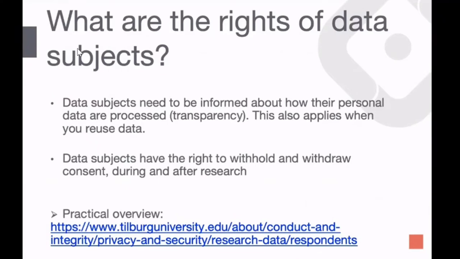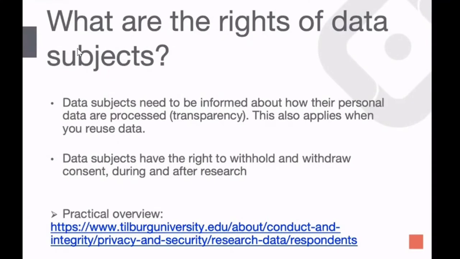So if you use data from an archive, for instance, and you're doing something new with that data, you again process the personal data, you have to be transparent on how you're using that data towards the data subjects.